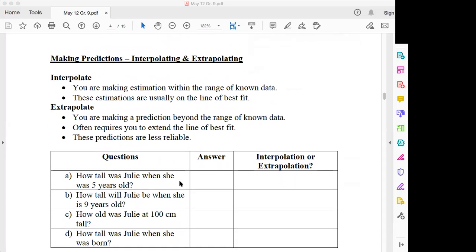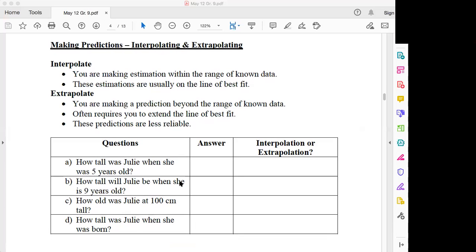So when we're making predictions, there's interpolation and extrapolation. The first one, interpolation. The way that I think of it is inter means inside. So within or inside the data.